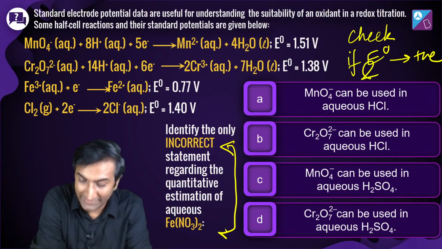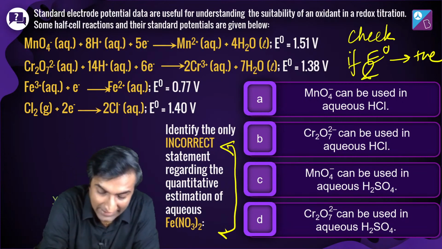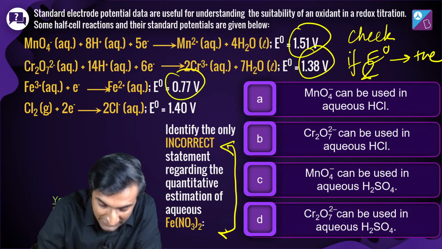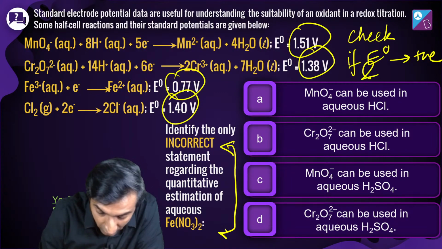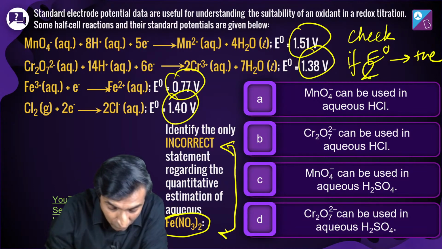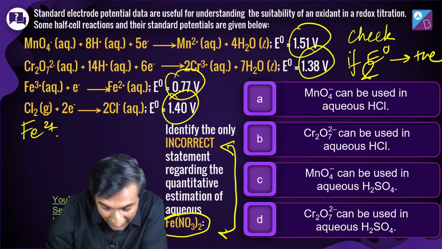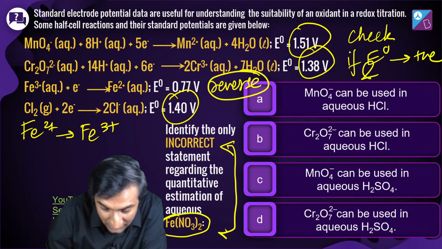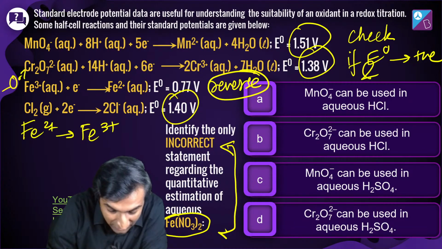See, what is happening here is in the first reaction, it says कि 1.51 volts है. इसका 1.38, इसका 0.77, इसका 1.4. So for me to estimate aqueous FeNO3 whole twice, I will want to go from Fe2 plus to Fe3 plus. So if I go in that direction, I have to reverse this reaction. So if I reverse this reaction, इसका हो जाता है negative 0.77 volts.